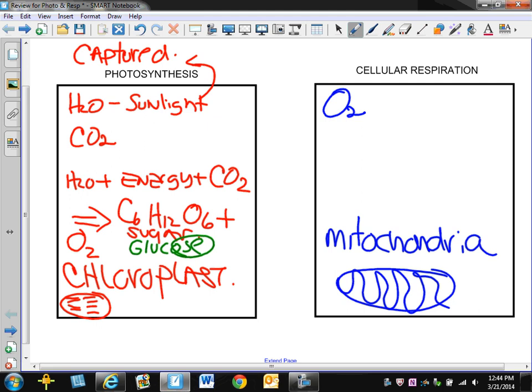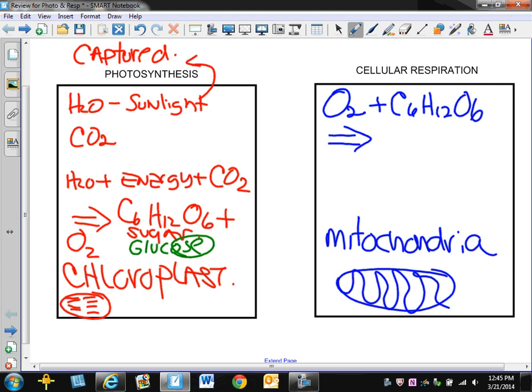So who can write the equation for cellular respiration? Remember I said it's just photosynthesis flipped. So let's see if we can write it. Do you think you got it, Marlon? Okay, so take the last part of this one, put it over here. It's what we need. So what do we breathe? O2 plus C6H12O6, our friend the sugar. And we're done.